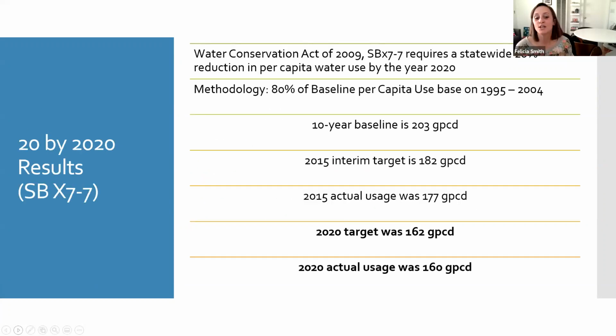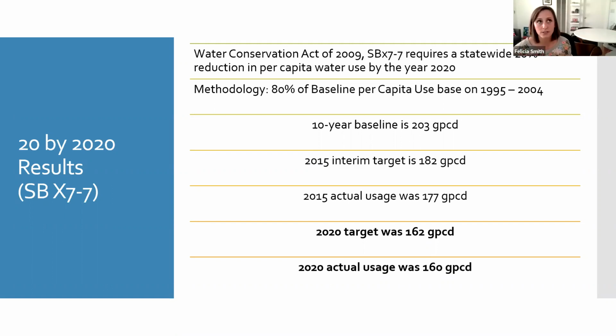Thank you, perfect. So one of the components of the Urban Water Management Plan, before we start looking forward, we want to look back. In 2009, California passed the Water Conservation Act of 2009, called the SBX 7-7, which is an absolute mouthful. It was really branded as the 20% by 2020.